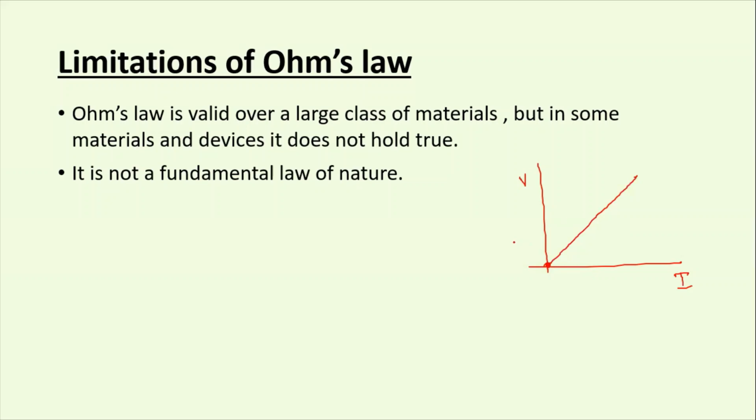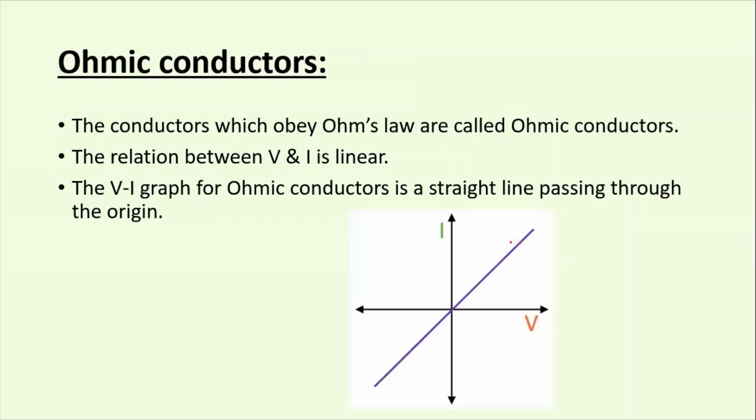Before that, we will see a brief classification of conductors. Conductors are classified into two: ohmic conductors and non-ohmic conductors. Ohmic conductors means they obey Ohm's law. So, the relationship between V and I will be linear. The graph will be a straight line and the straight line will pass through the origin.